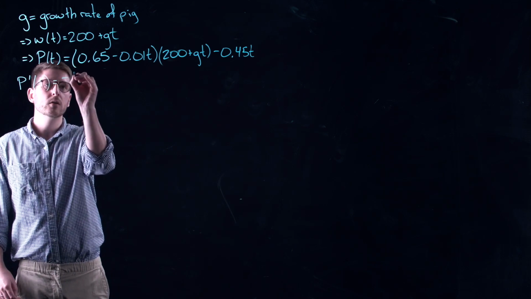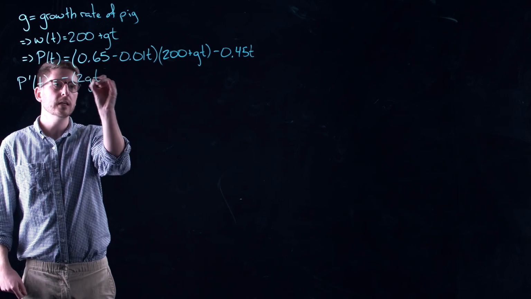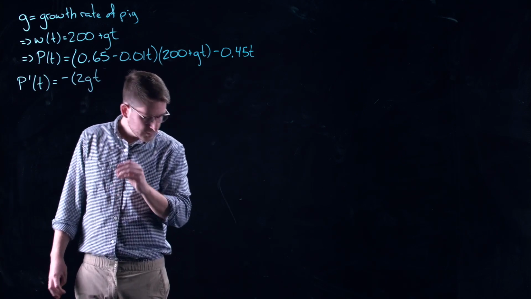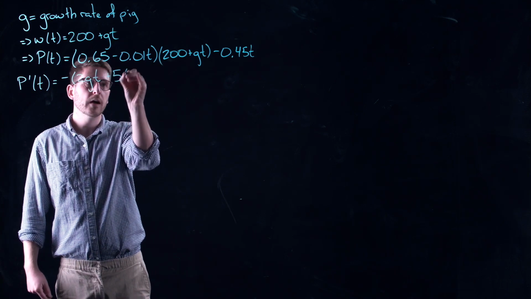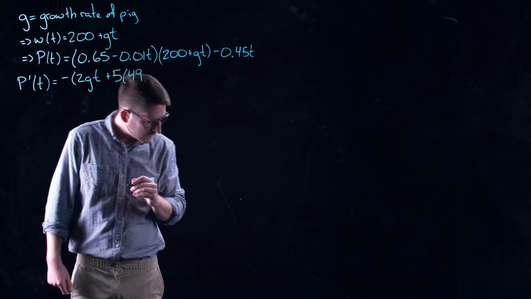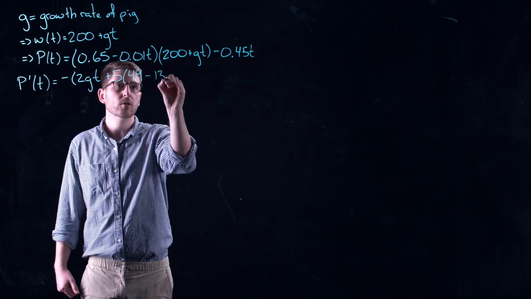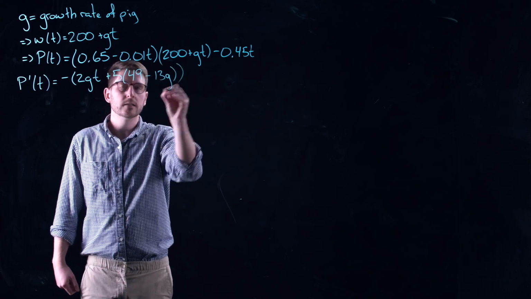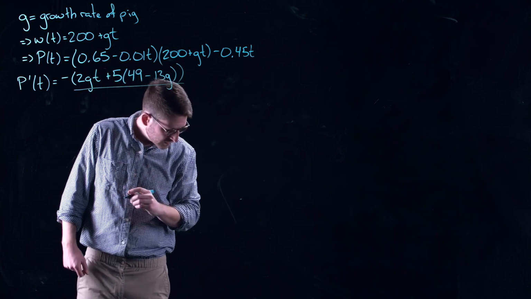This is going to give you 2gt, and then plus 5, and then 49. There's a lot of annoying little variables here. I'm trying to keep things in whole numbers for you. It's entirely up to you how you want to present these numbers.